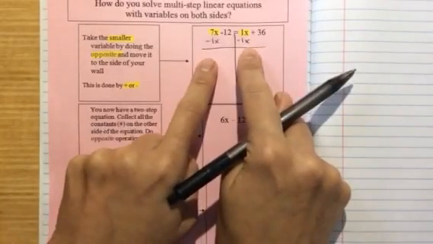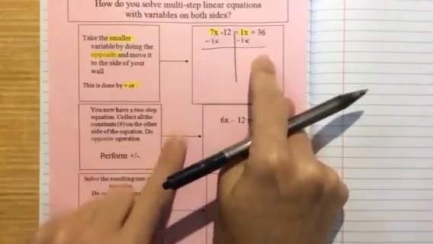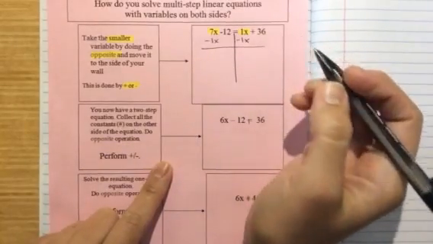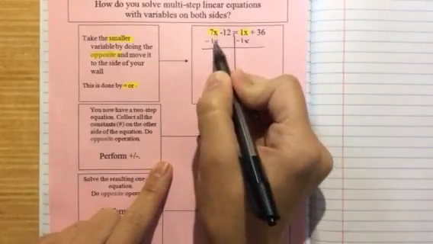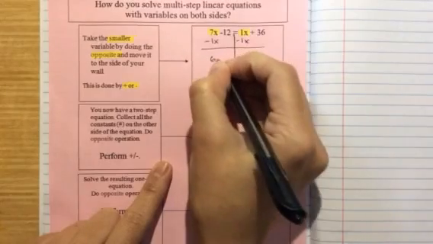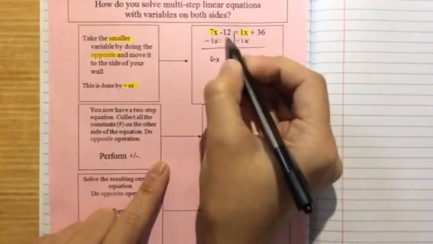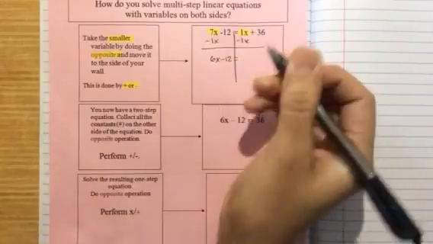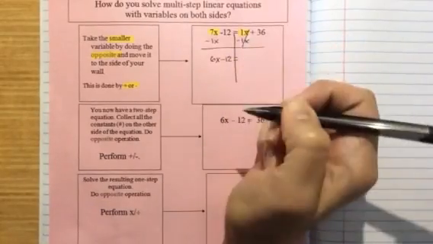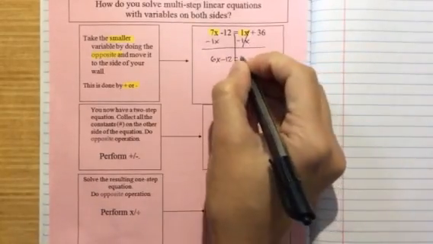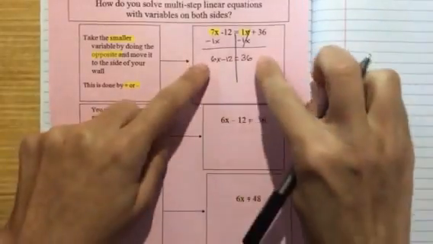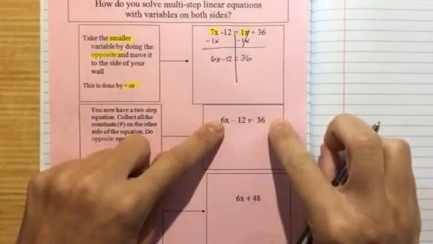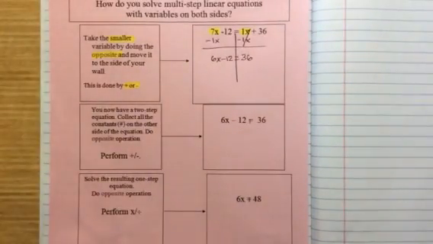Once you have that set up, you can go from left to right and do the math and bring down what you have not used. 7x minus 1x will give me 6x. We have not done anything with the minus 12, so bring it down. Equals. These two canceled out. Bring down the 36. So that brings us to our next step.